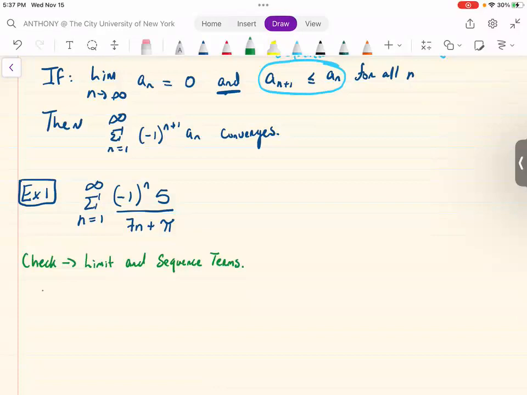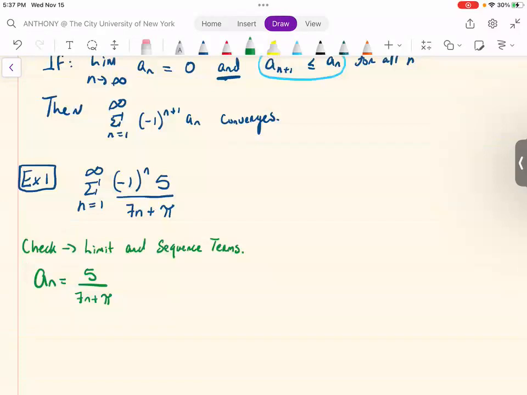Well, you define your an to just be 5 over 7n plus pi. In other words, you just disregard the -1 to the n. And if you disregard it, you have your sequence. So let's compute the limit. What is the limit as n approaches infinity of 5 over 7n plus pi? Well, as n approaches infinity here, 7n becomes infinity. So 5 over infinity is what? 0. So the first thing is check, right? I'm going to put a check mark on the limit. We see that the limit is indeed equal to 0.